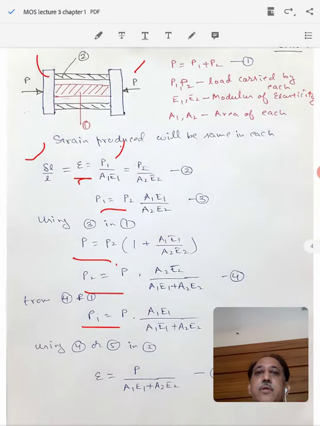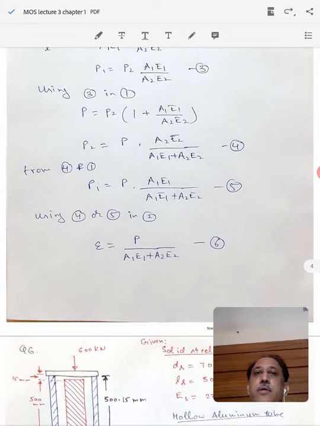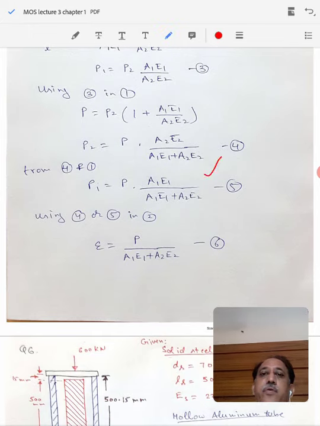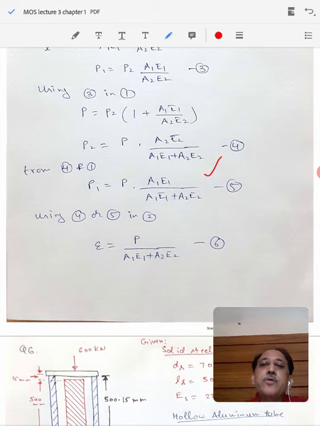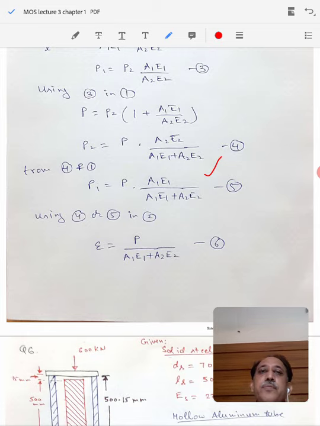You can also calculate the stress in section 1 by dividing this relation P1 equal to P A1 E1 divided by A1 E1 plus A2 E2. So if you divide it by area A1, cross section area A1, you will obtain the value of stresses for the section 1. Or you can use the equation 4 or 5 in equation 2.